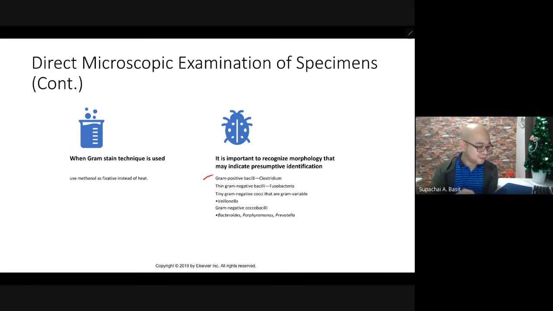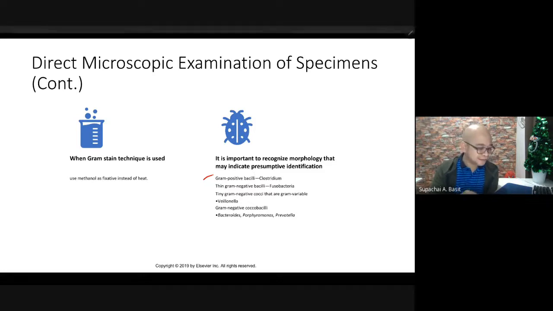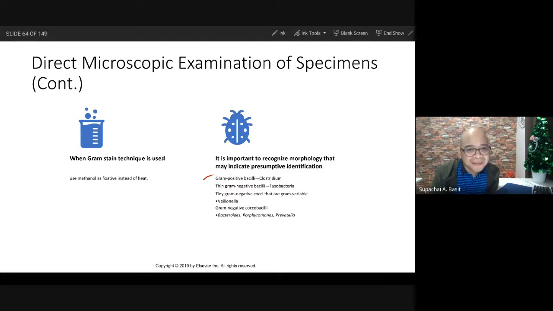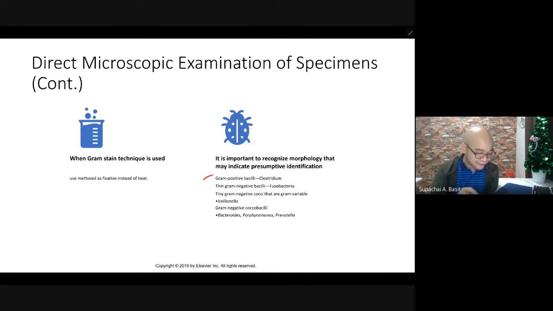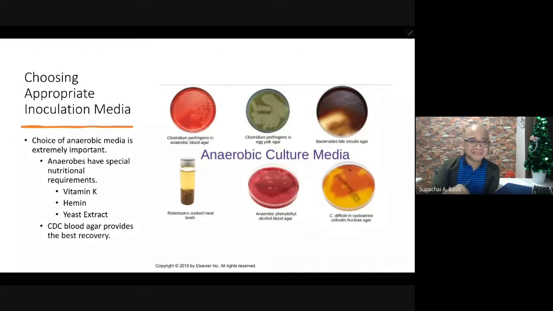Or for example, if we are suspecting gram-negative bacilli, Fusobacteria, we should see thin gram-negative bacilli. Or for example, if we are suspecting Bacteroides, Porphyromonas, or Prevotella, we should see gram-negative coccobacilli. So that's what we meant by the importance of the direct microscopic examination.